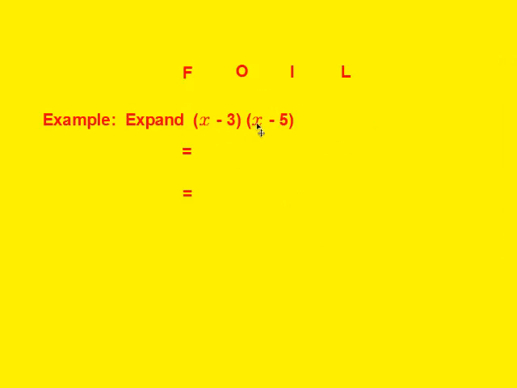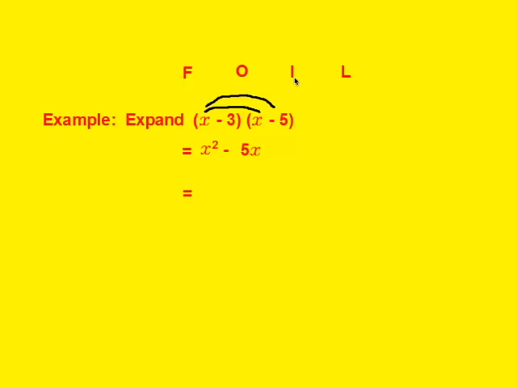x take 3 multiplied by x take 5. The complication here is the directed numbers, the subtract 3 and the subtract 5. Firstly, first times first, x times x, same as the last one, is just x squared. Outers, the x multiplied by negative 5. Well, now it's a positive times a negative, which is going to be negative or subtract. And x times 5 is 5x, so it's subtracting 5x.